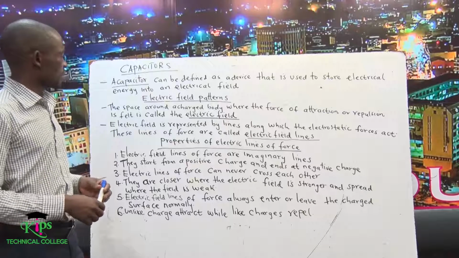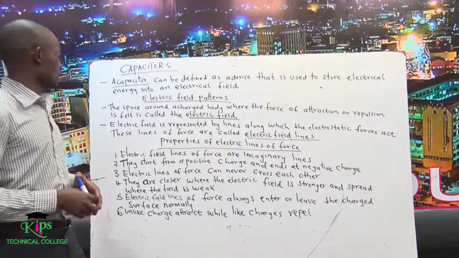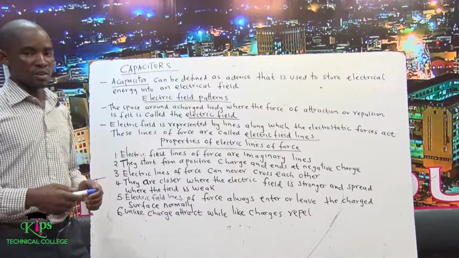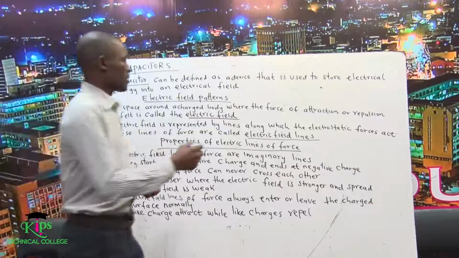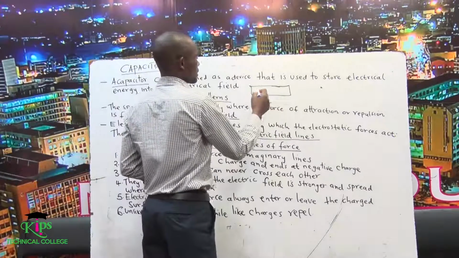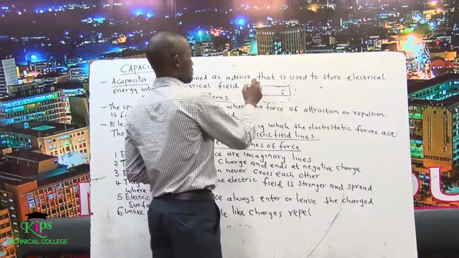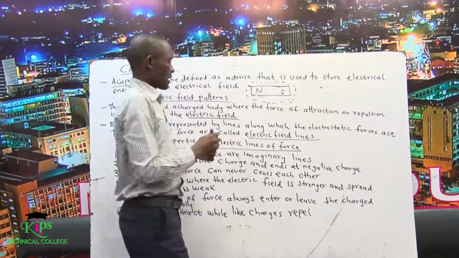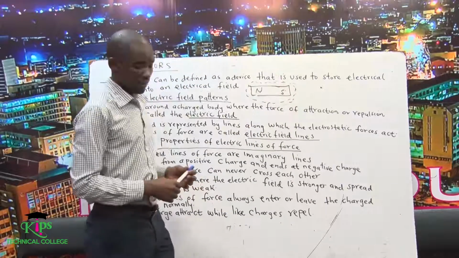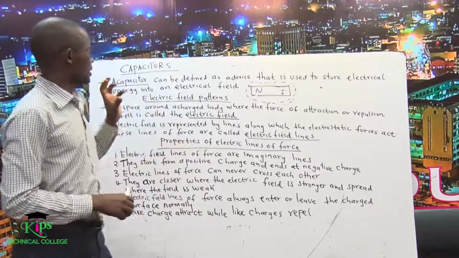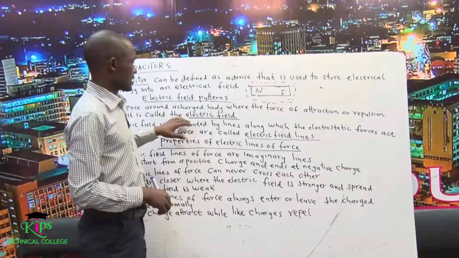The space around a charged body where the force of attraction or repulsion is felt is called electric field. So an electric field is the space around a charged body. If you have a magnet, for instance, a north and a south, of course there will be some magnetic field. So the space around the magnet, the space around a charged body where the force of attraction or repulsion is felt is called electric field.